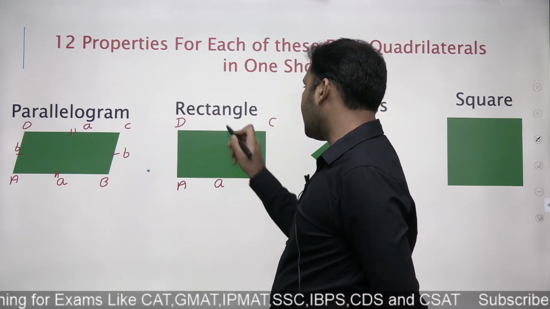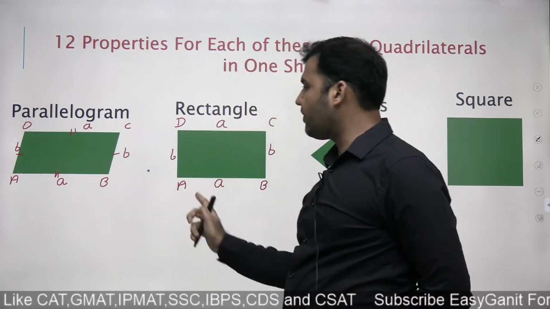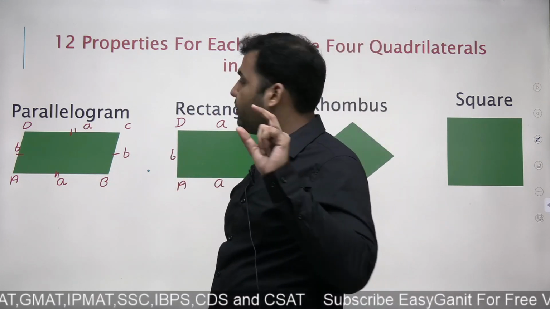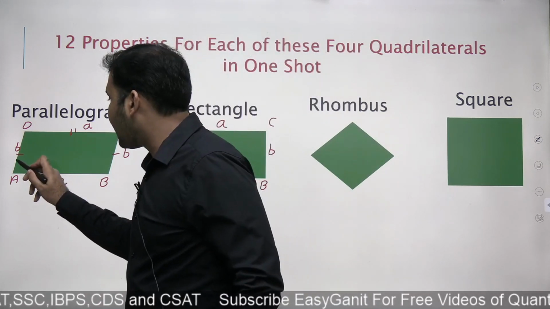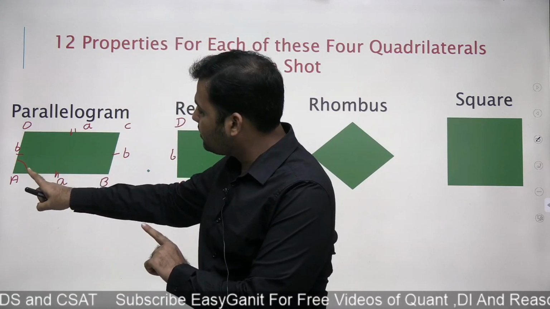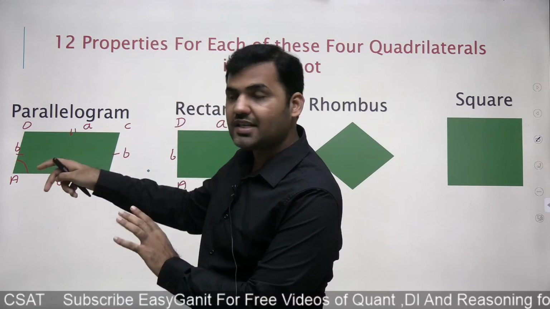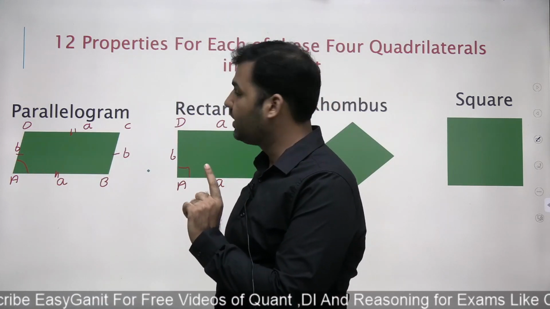So if I say this is A, this will also be A, this is B, then this will also be B. Then how are these two different? These two figures are different in terms of angle. That means here this angle is not 90 degrees. If I make the angle between these two adjacent sides 90 degrees, then the figure that I'll be getting will be called a rectangle, right?